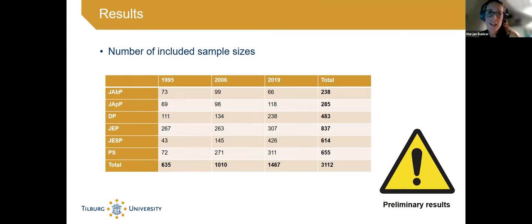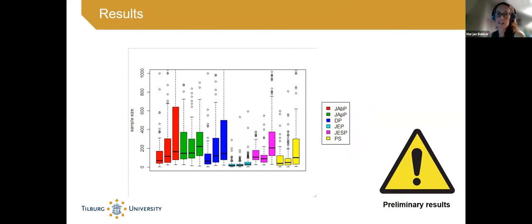But you can see that we have a lot of sample sizes, but there are also some differences in the number of sample sizes in the different journals, with quite a lot of sample sizes in Journal of Experimental Psychology, for example, and relatively fewer from Journal of Abnormal Psychology and Journal of Applied Psychology. And here we can see the box plots for the different journals and the different years. The colors are the different journals, and for every journal we have three box plots: the first one is 1995, the second one 2006, and the last one 2019. There are also some very high sample sizes sometimes, especially from people that use survey data from big public surveys.